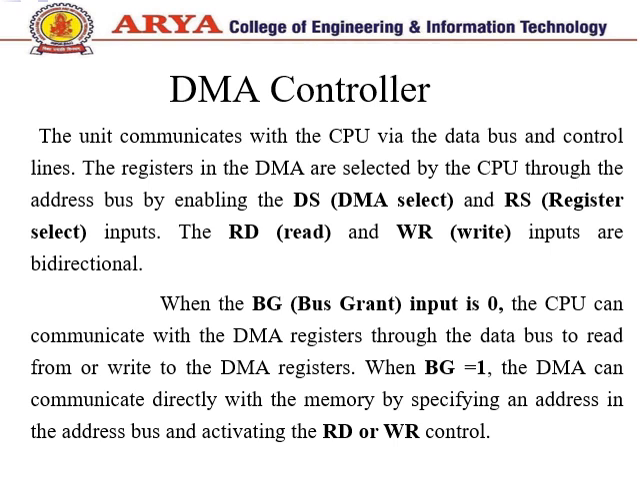When the BG, bus grant input, is 0, the CPU can communicate with the DMA registers through the data bus to read from or write to the DMA registers. When BG is equal to 1, the DMA can communicate directly with the memory by specifying an address in the address bus and activating the RD or WR control.